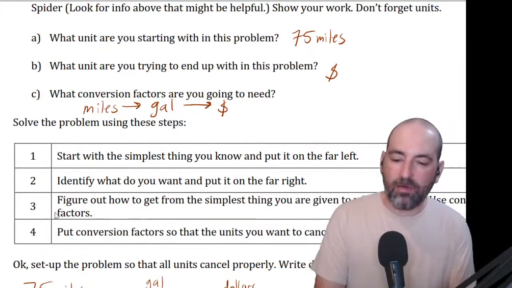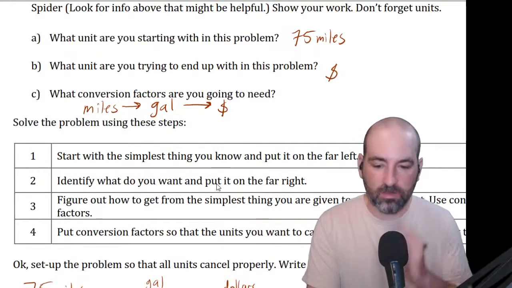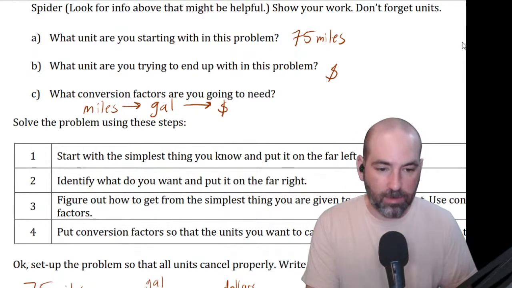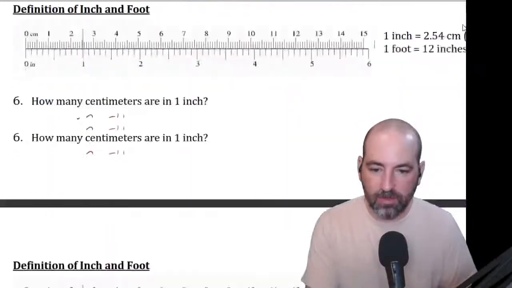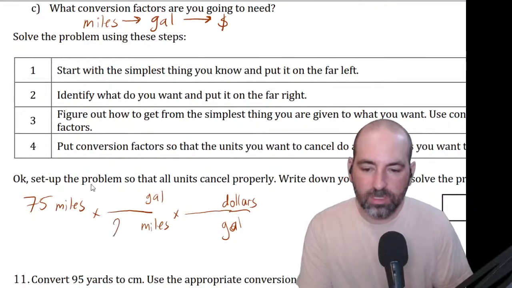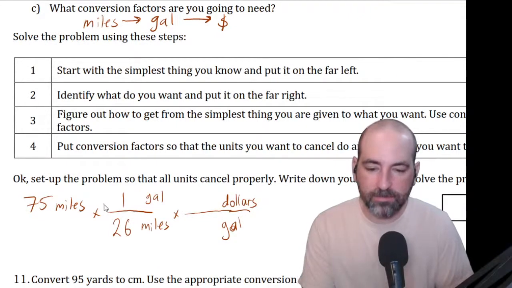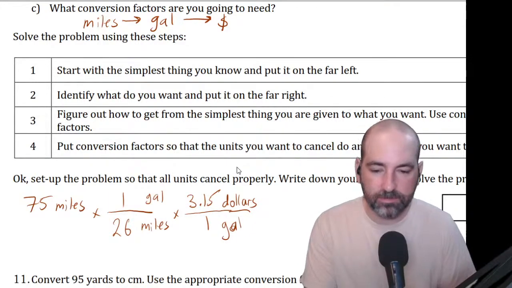All right, so now we have our units all set up, and now we can add in the numbers from our conversion factors above, which I don't remember. So let's go back up and look at them. We've got 26 miles per gallon and 3.15 cost per gallon. So 26 miles per 1 gallon and $3.15 per gallon.